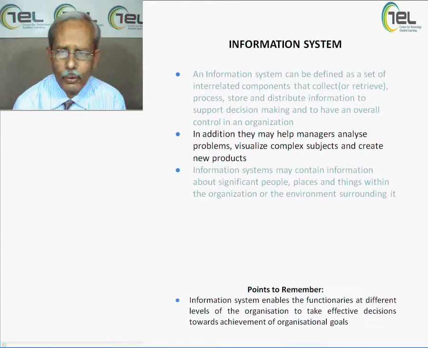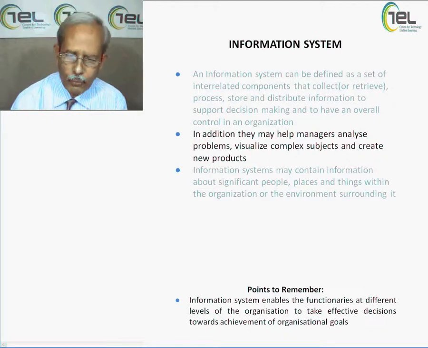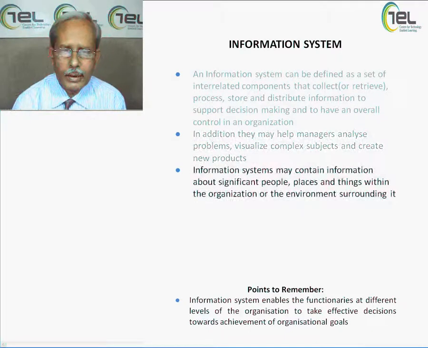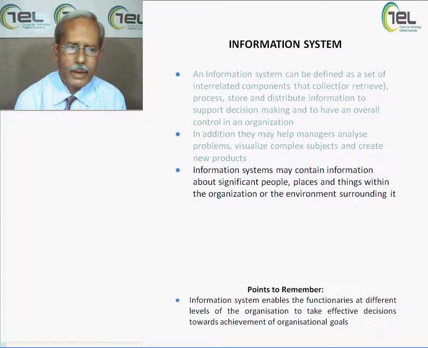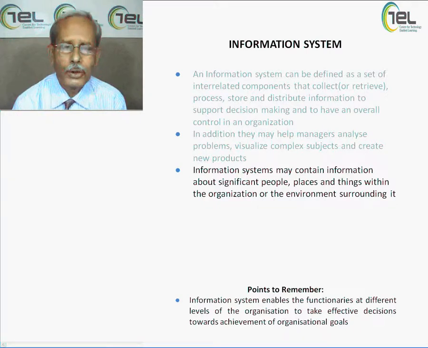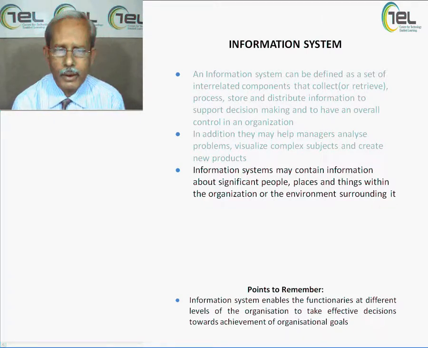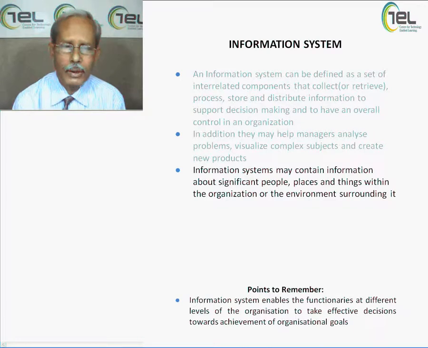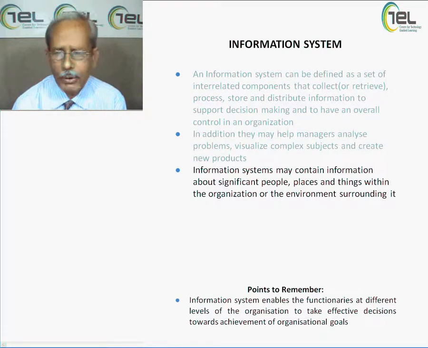So an information flow is required, and this flow is given the shape of a system. A system is where there is input, process, and output. The information system will gather the information from external as well as internal sources, depending upon the requirements of the various users working in the organization, and then disseminate that information to the people who are working in the organization.